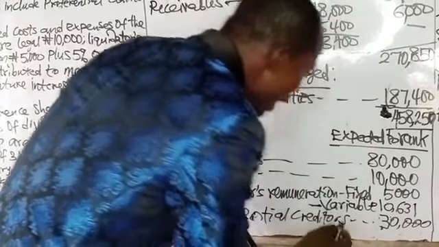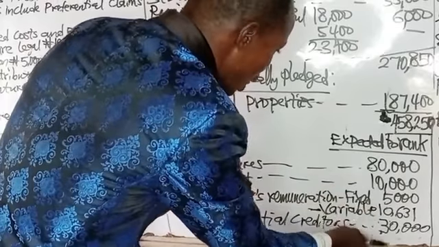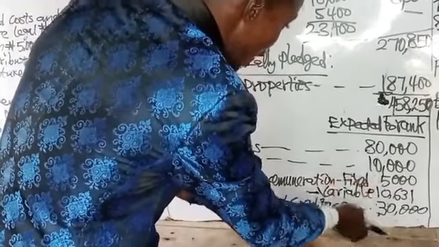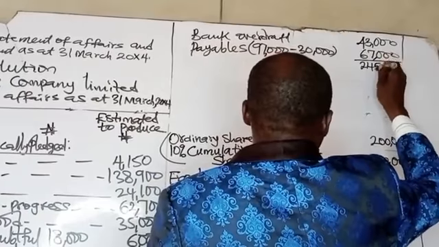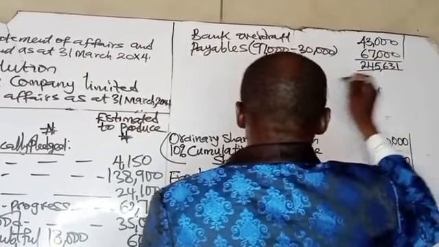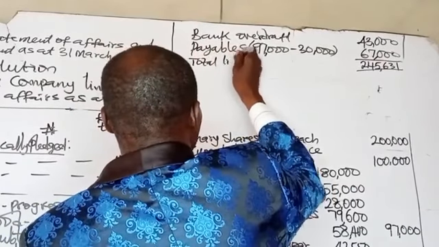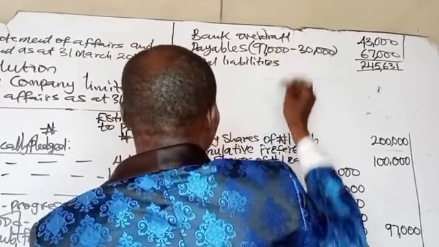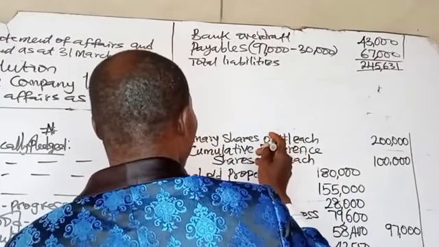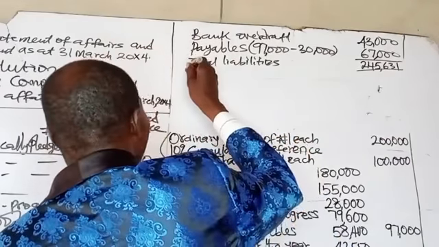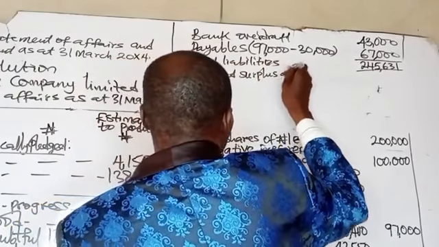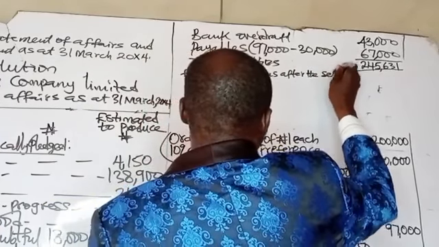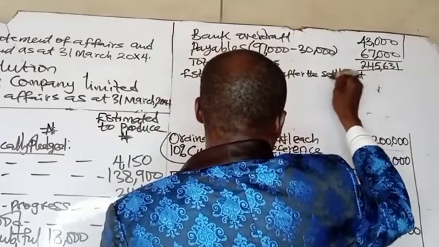So you now sum up all the liabilities, including the fees and variable remuneration. The total liabilities is 245,631. That is the total liabilities. If you now subtract the total liabilities from the total realizable value for all the assets, you get the estimated surplus after the settlement of the liabilities.